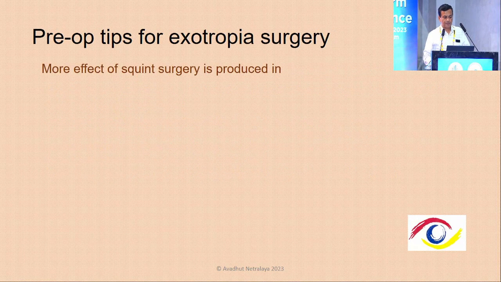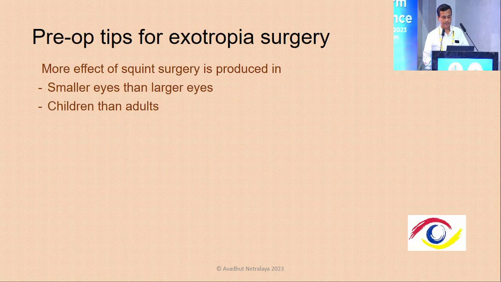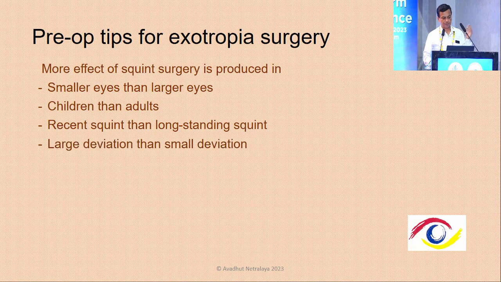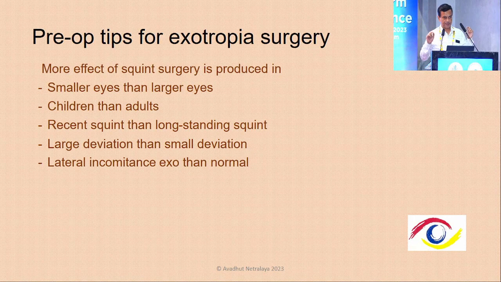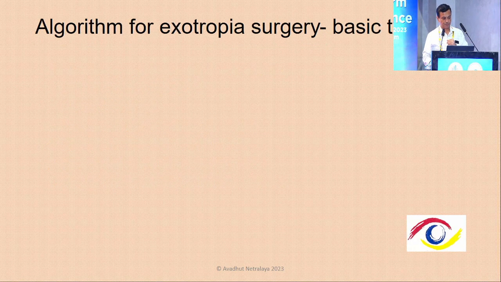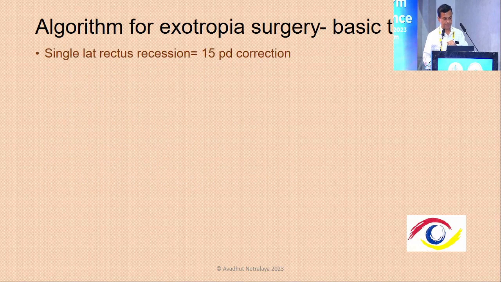More effect of squint surgery is produced in smaller eyes compared to larger eyes, in children compared to adults. Also recent squint compared to a long-standing squint, large deviation as I have already mentioned, and if there is lateral incomitance, we need to reduce the dose of surgery. Also, if the patient is on orthoptic exercises, the amount of deviation which you get per millimeter is much more. I mean, the amount of correction which we get is much more.